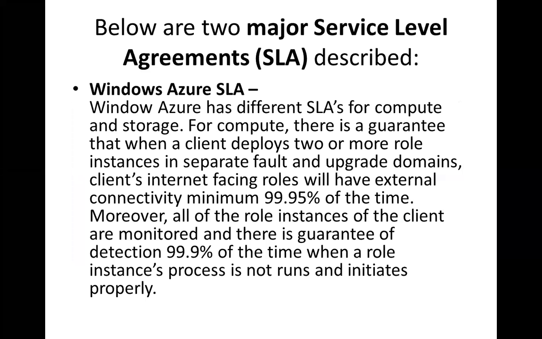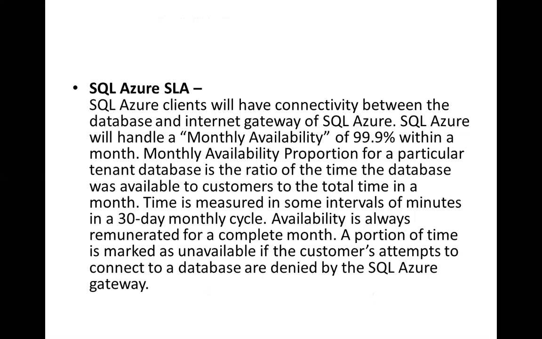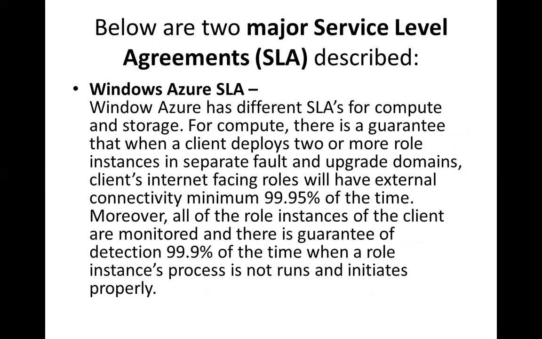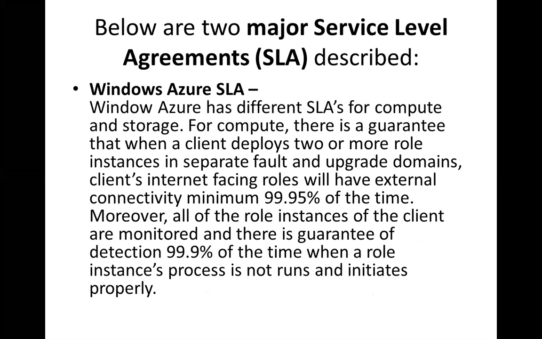Below are two major service level agreements described here, provided by various organizations: the Windows Azure SLA and the SQL Azure SLA. Windows Azure has different SLAs for compute and storage. So there are different types of service level agreement, whether you are taking compute services or just the storage services.